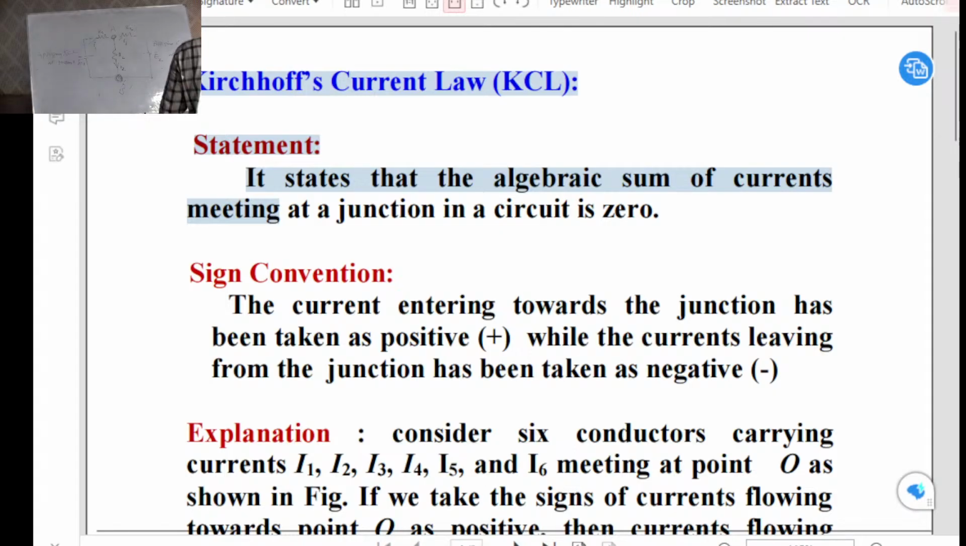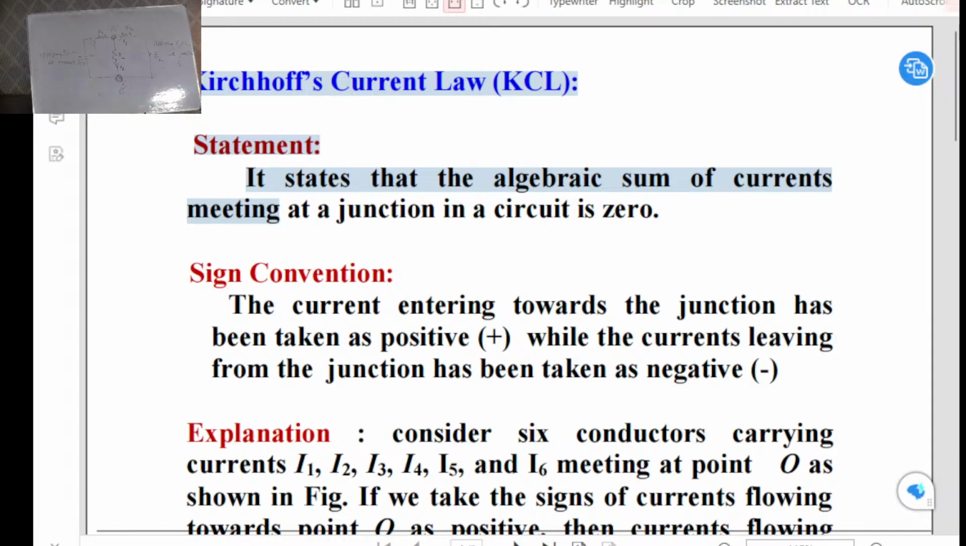See the sign convention. The first statement says that the algebraic sum of currents meeting at a junction in a circuit is 0. It is a circuit, and 2 junctions are there. We'll apply it and prove it is 0. For the second condition, I need the sign convention to prove 0. So how to take it?